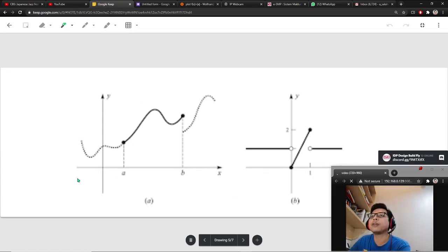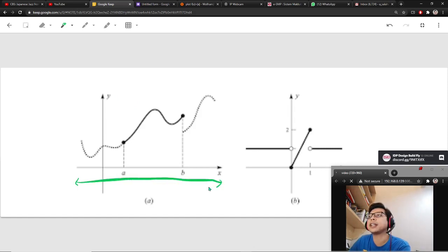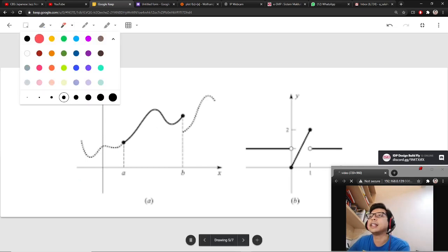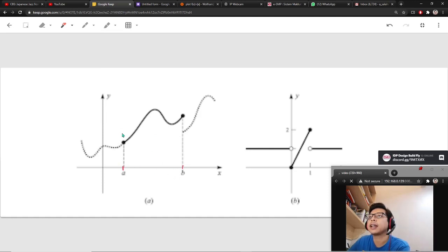This function, if you look from this interval until here, it's not continuous. The reason being because there's a gap here. See, there's a gap there, so it's not continuous over the intervals that we see here. But if we look at the function between this interval a b, we see that it's all continuous.